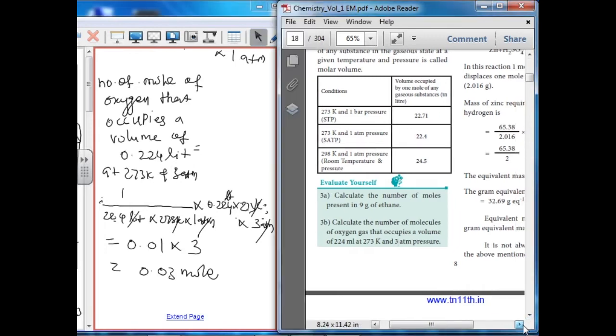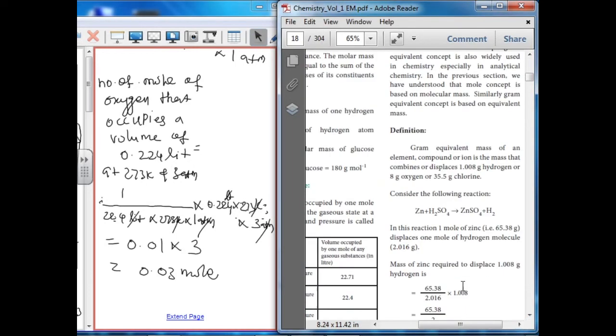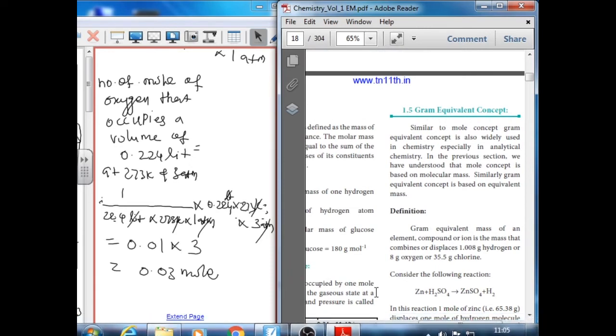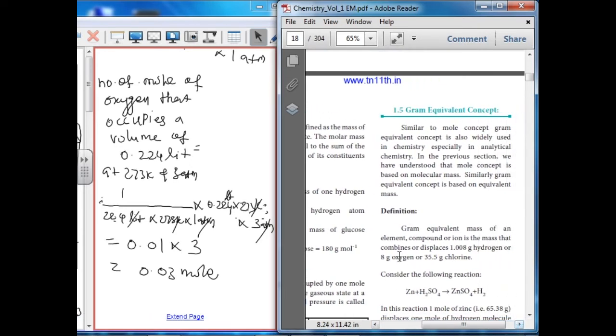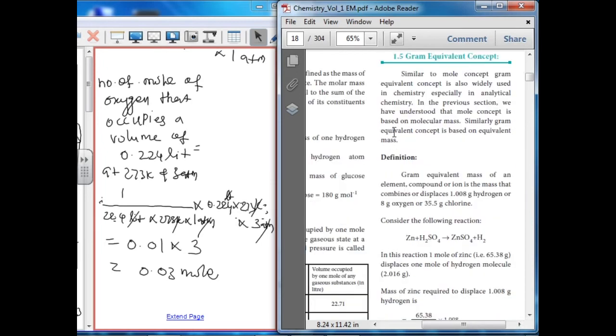Next I am going to discuss the gram equivalent concept. Similar to the mole concept, gram equivalent concept is also widely used in chemistry, especially in analytical chemistry. In the previous section, we understood the mole concept is based on the molecular mass. Similarly, gram equivalent concept is based on the equivalent mass.